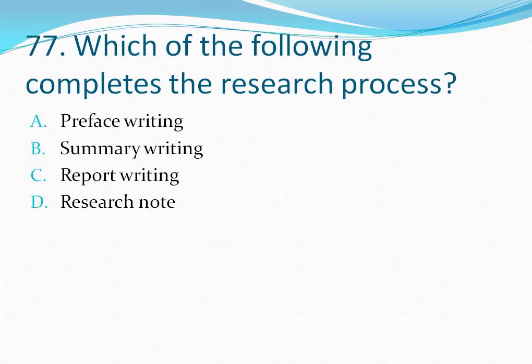Question number 77. Which of the following completes the research process? And the options are A, preface writing, option B, summary writing, option C, report writing, option D, research note. So the correct answer is B, summary writing. Let's move to the next question.